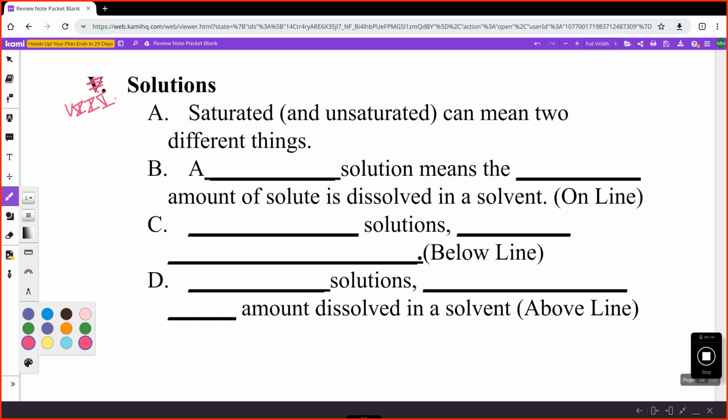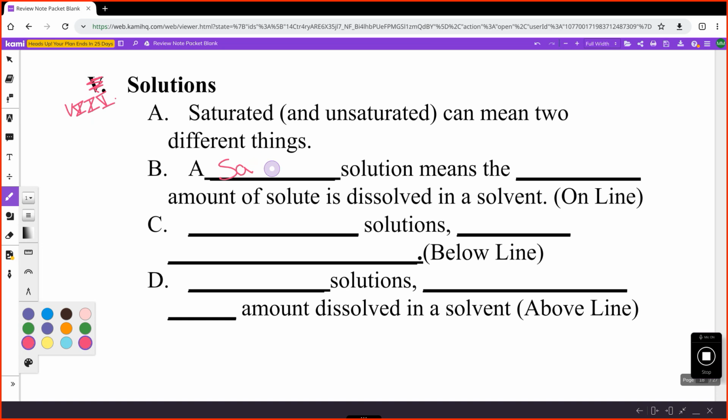And we will start with saturated and unsaturated and supersaturated. But these three things can mean two different things. All right, and what I mean by that is one is a definition and one is when we're referring to table G. So let's start, right? We'll start with talking about a saturated solution.